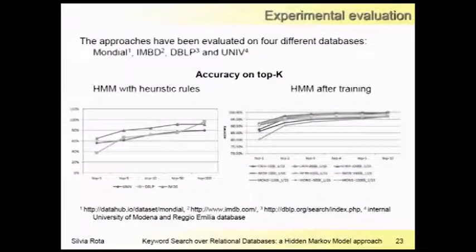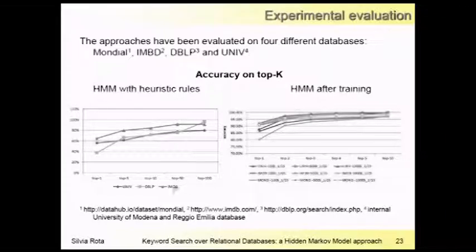This is an overview of the evaluation that has been done. We have tried the system on various databases. Here we can see the comparison between the hidden Markov model with the heuristics and the hidden Markov model after training. This is accuracy on the top k results, something similar to what you can find in information retrieval. In this case, we measured only how many times the correct result is the top 1, assuming that the correct result is only one.